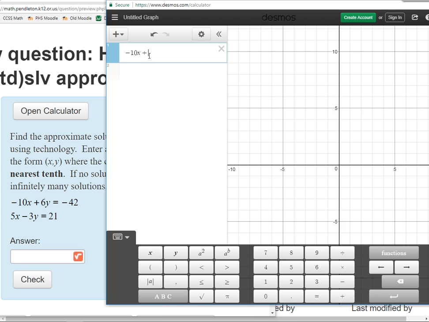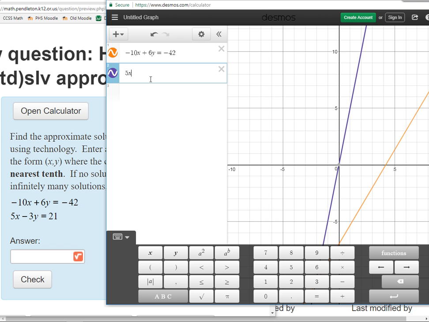Negative 10x plus 6y equals negative 42. Does it look the same? Good. Yeah, it should. You want it to look the same, because otherwise if you go to the website, you might get the mobile version, and I don't think it's as good.